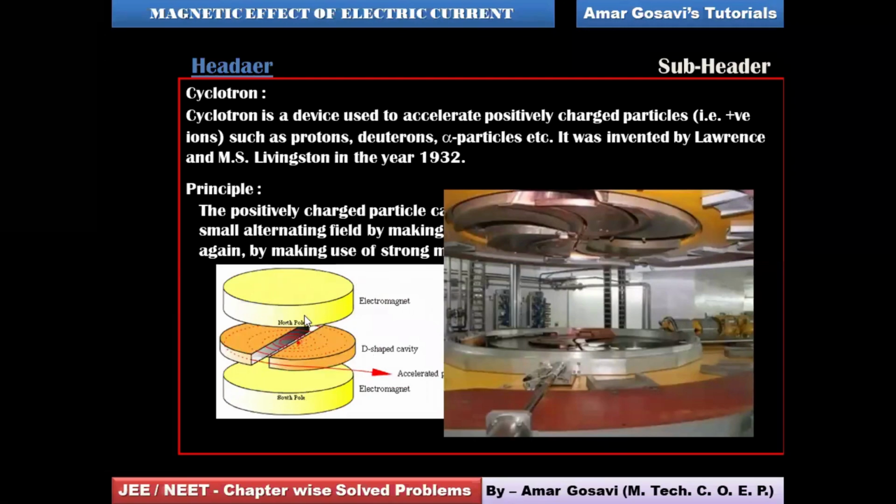In terms of diagram, you can have a look at the left hand side corner. You can see there are two Ds. Okay, we call them Ds. What are Ds? They are semicircular metallic chambers basically. So when we talk about Ds, they are semicircular metallic chambers. All right. So here you can see two semicircular metallic chambers placed in the form of a diagram. This is a diagram. This is the actual photograph of a cyclotron.